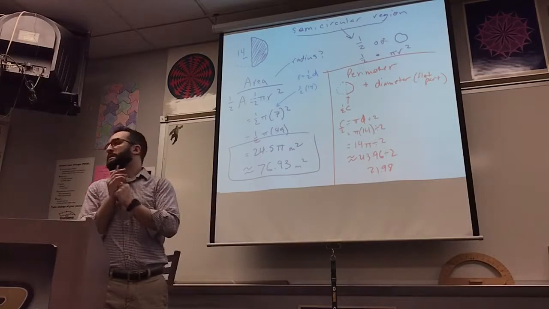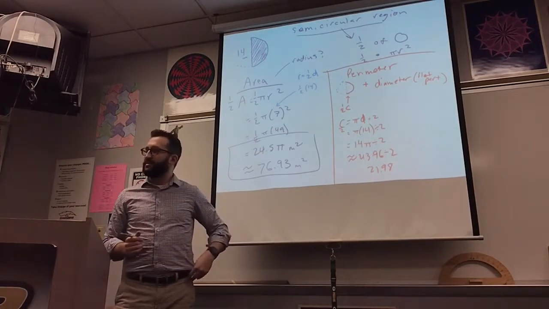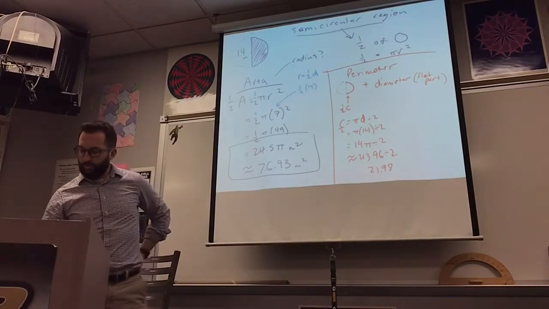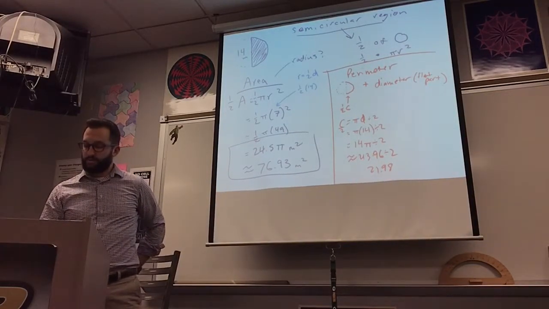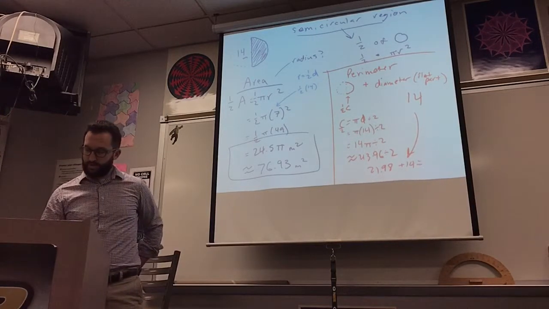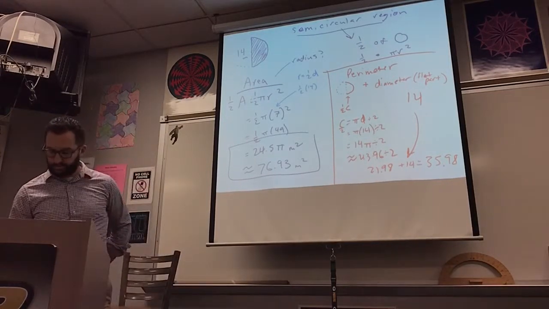But we're not done. Why not? We have to have the flat part, the diameter. The diameter is what? 14. So I need to bring that down. Plus 14. And I get 35.98. And this would be meters.